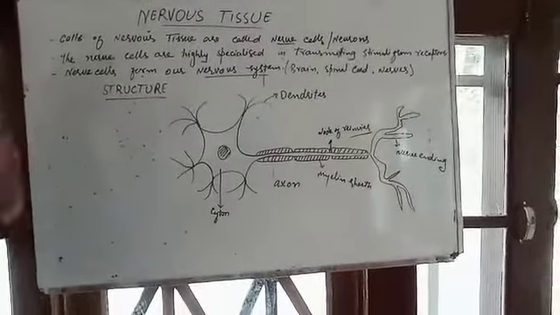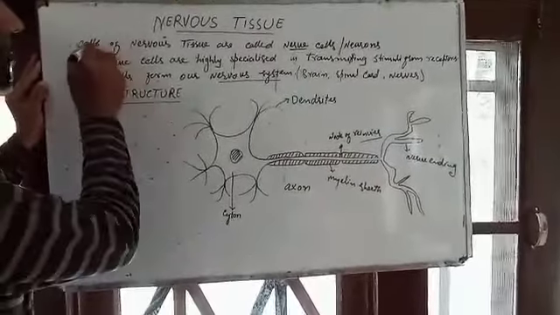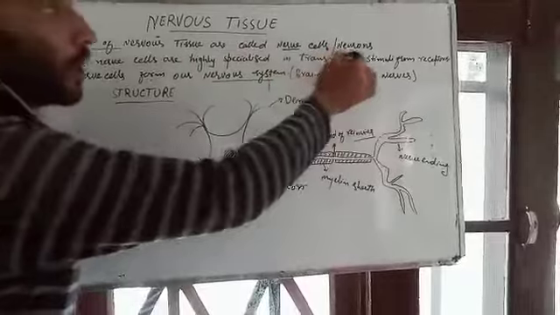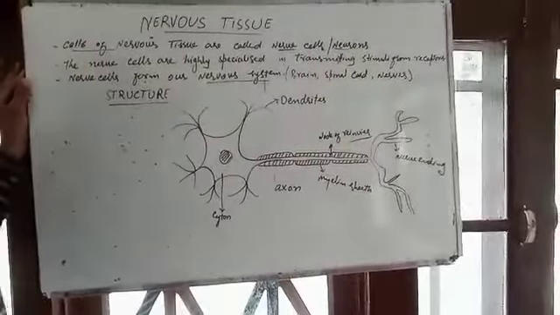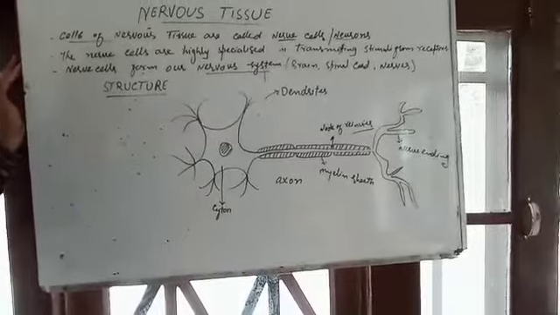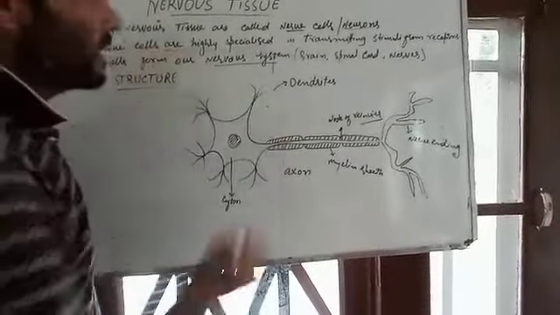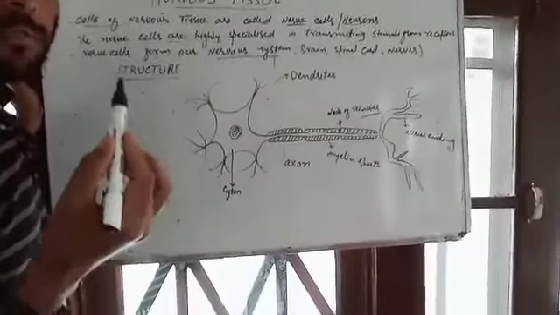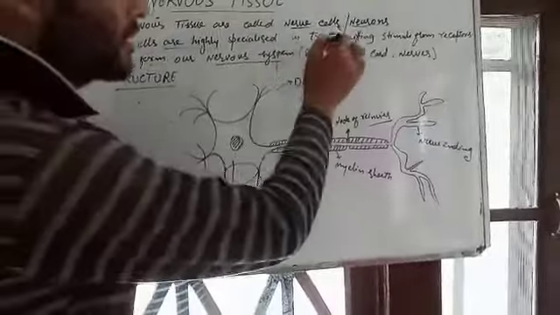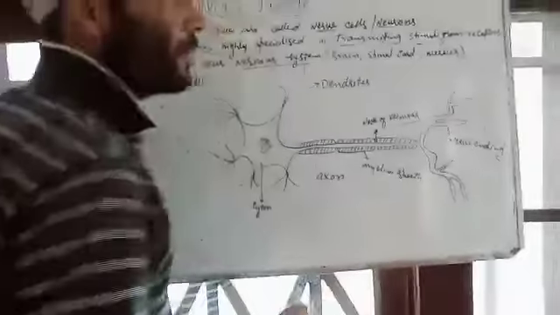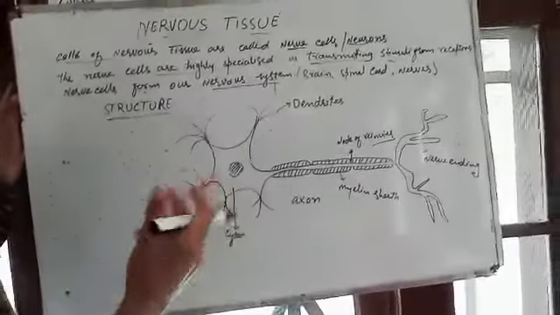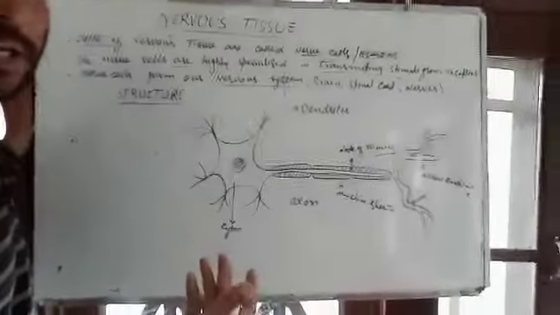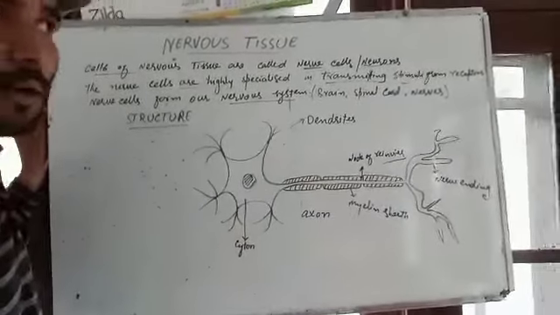Nervous tissue is formed of nerve cells, or you can say the cells of nervous tissue are called nerve cells or neurons. The nerve cells are highly specialized. They have a special function. They are very specialized in transmitting stimuli from receptors, and in the transfer of messages from one organ to another organ.